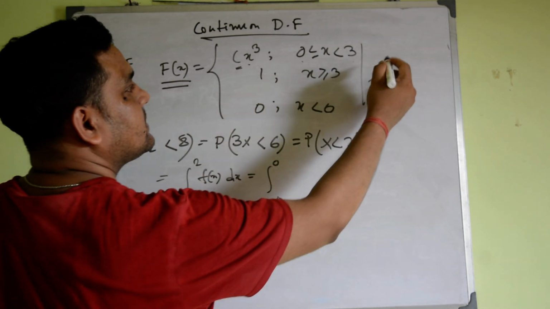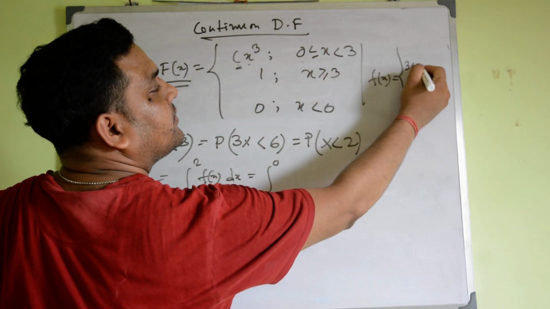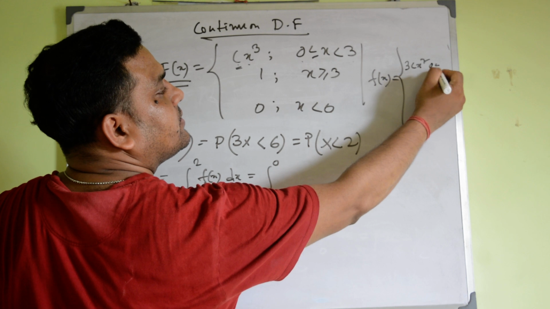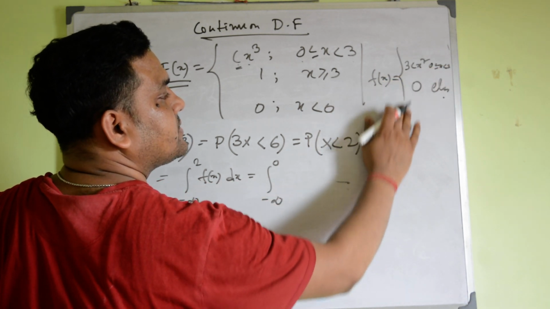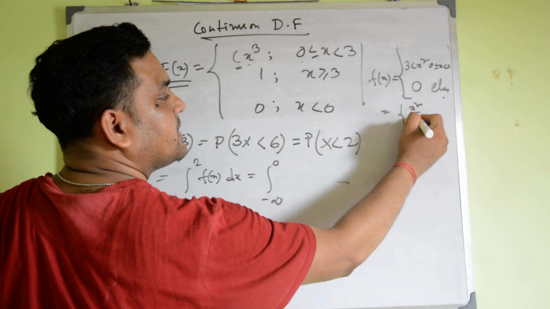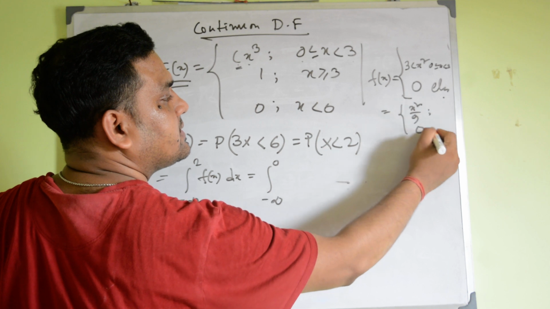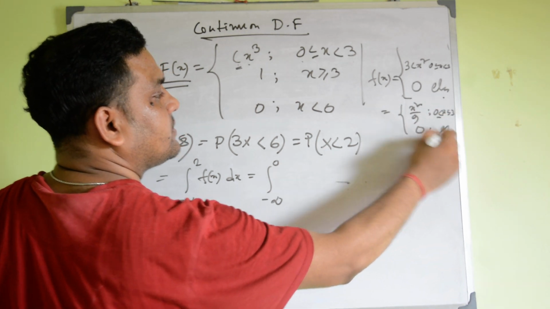Our f(x) was, you can write c equal to 3c x square when 0 less than or equal to x less than 3 and elsewhere 0. So this equals c equal to 1 by 27. So x square by 9, and 0. Here 0 to 3, and elsewhere 0. So that is our f(x).